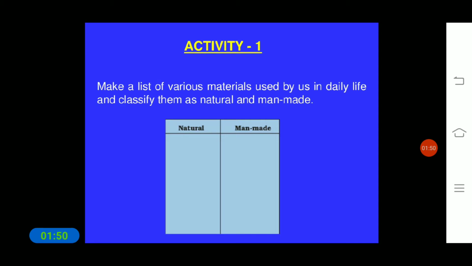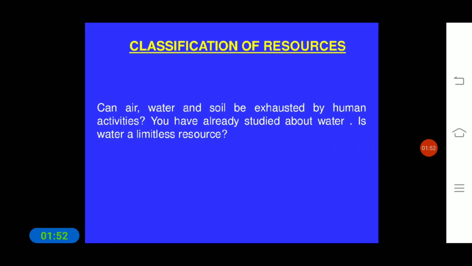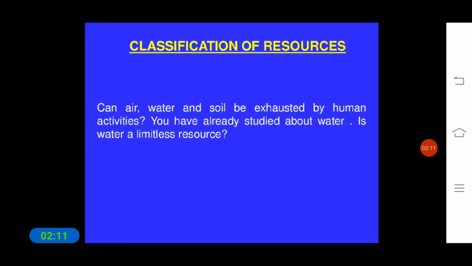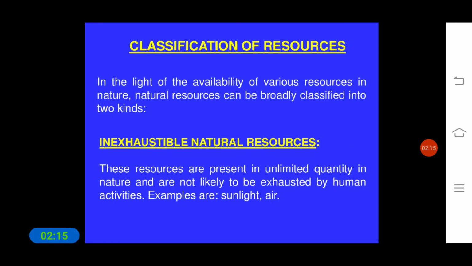Okay. So children, next we will go to the classification of resources. Can air, water and soil be exhausted by human activities? You have already studied about water. Is water a limitless resource? Yes, water is a limitless resource. To answer these questions we can classify the resources into two types.